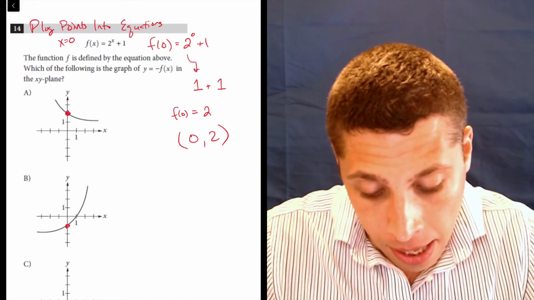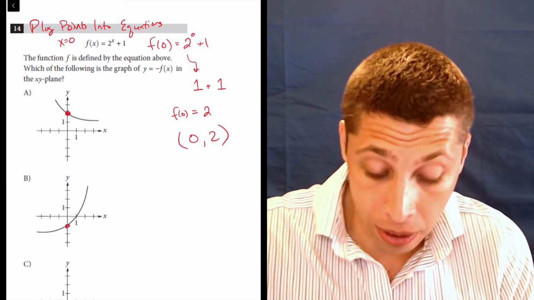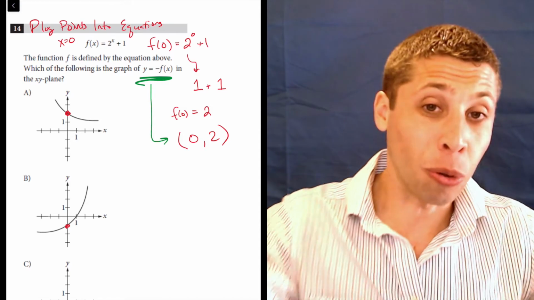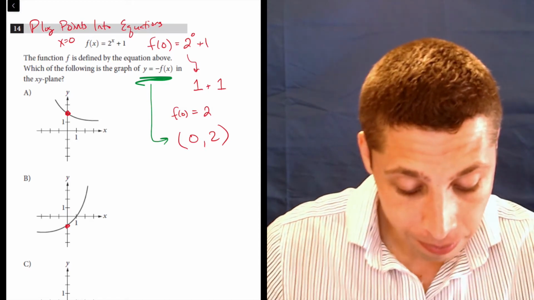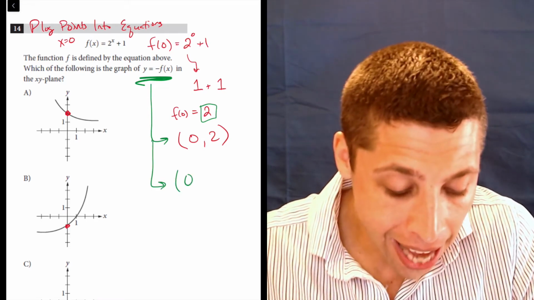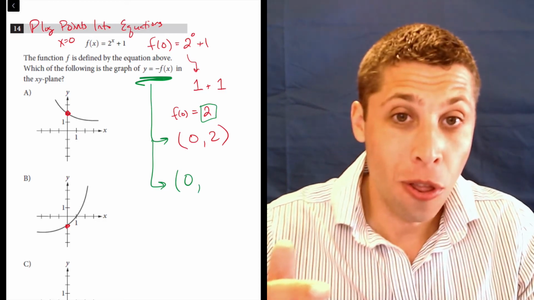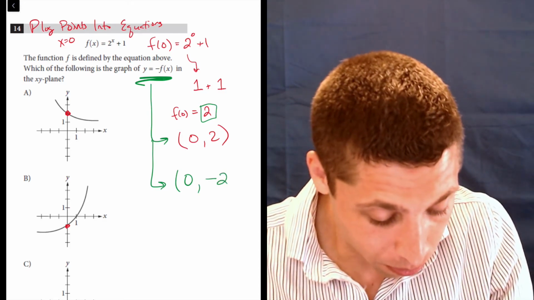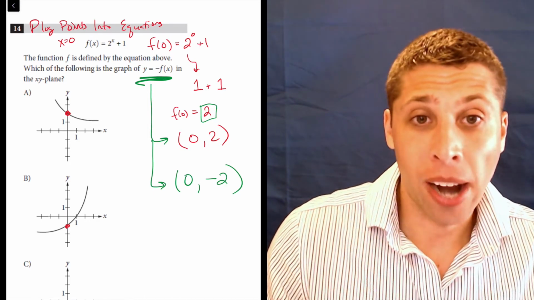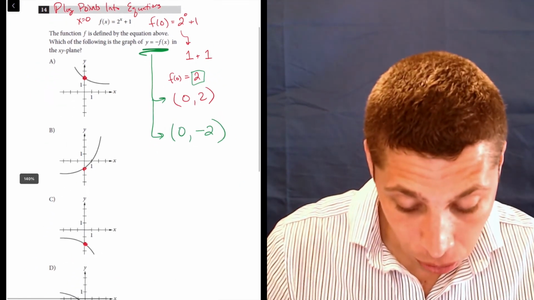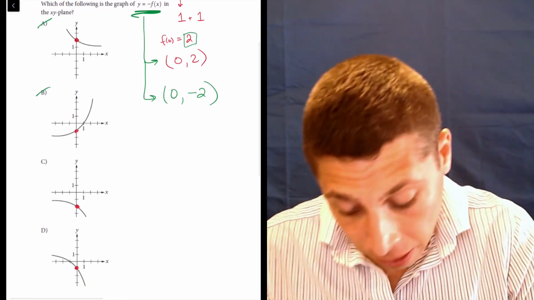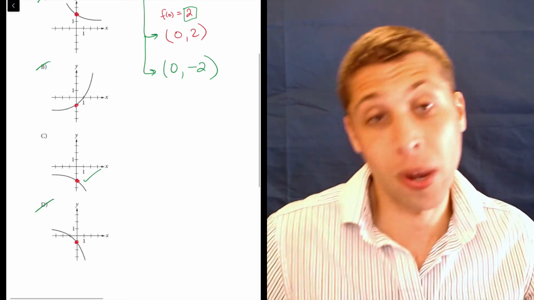Now we're being given an instruction about what to do with that point, but technically with all the points, but we're really just focusing on this, is that y is equal to the negative of f of x. So if f of x is 2, then when we make this switch, the x will be the same, but the y is going to be negative. So 0, negative 2 should be a point. So now what I'm doing is I'm just looking at my graphs and I'm saying, well, which one has 0, negative 2 as a point? Not A, not B, that's 0, negative 1. C looks good, and D is 0, negative 1 as well.